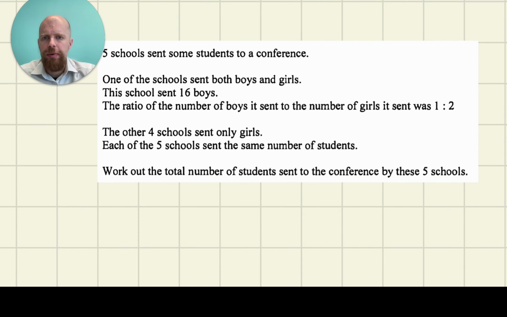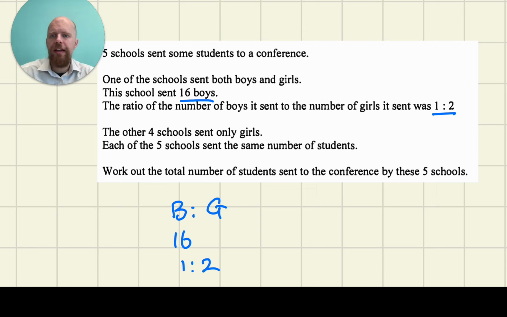In my next question, we have 5 schools sending some students to a conference. One school sends both boys and girls, and they send 16 boys in total. So let's write that down to start with. They send 16 boys. The ratio that they send from boys to girls is 1 to 2. So immediately, before we do anything else, we can work out how many girls there are, because chances are this question is going to require that. If 16 is 1, we're timesing that ratio by 16, and therefore the 2 is 32. We're times by 16. 16 boys, 32 girls.